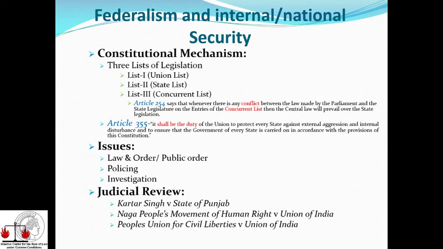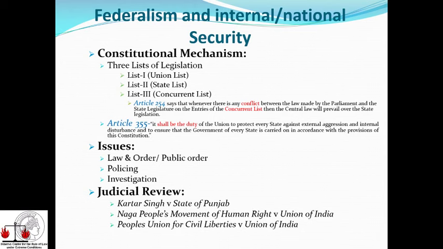Besides this legislative capacity or competency, the Constitution has also provided the executive capacity to the state and central government. Usually the law and order problem, policing and investigation are under the control of the state government, but these are related to the normal law and order situation.